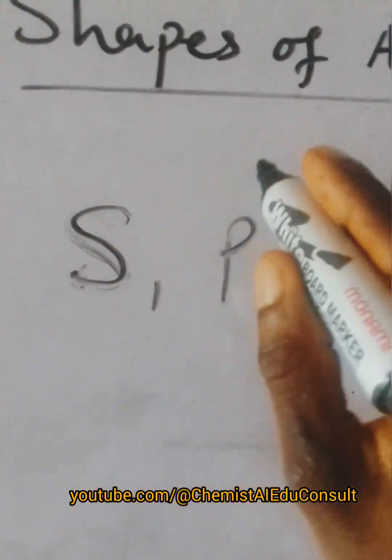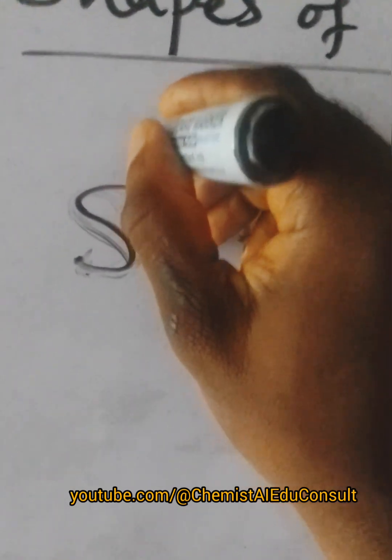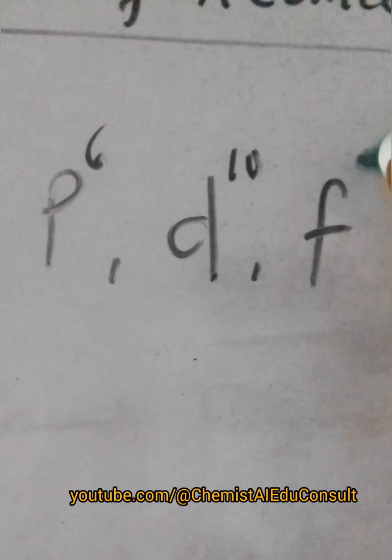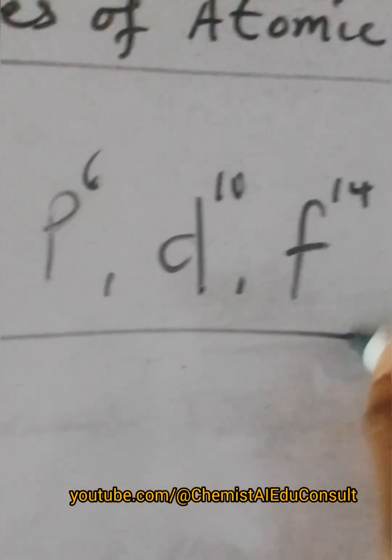These orbitals have different energies. S has smallest energy and it contains maximum number of 2 electrons. P contains maximum number of 6, D 10, and F 14. Now we are trying to look at the shapes of these 4 orbitals.